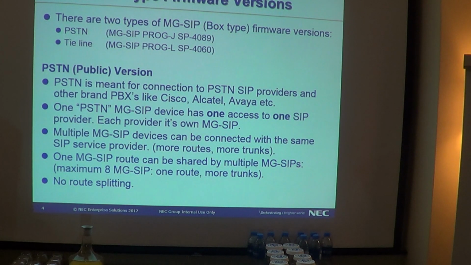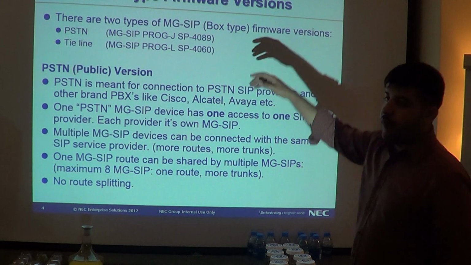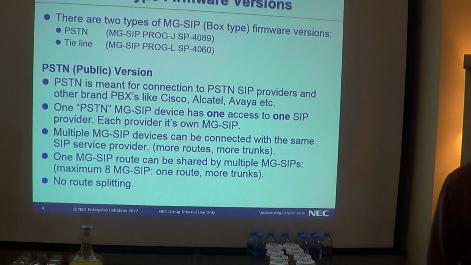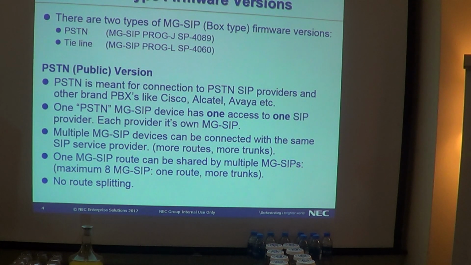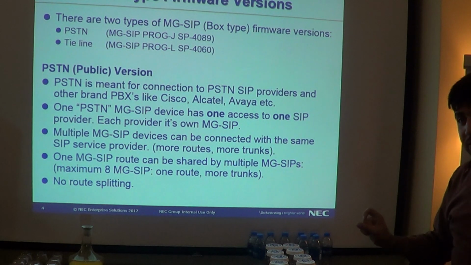There are two models, and this is also important. We have two models of MG set, I mean the box type or the virtual machine type. We have one which we normally use for PSTN. That means if I want to connect with GrandStream, with Alcatel, with STC, or with any carrier, I have to use the PSTN version. The other type is only used to connect 95 to 95. That specific version is used to connect 95 with 95 only.